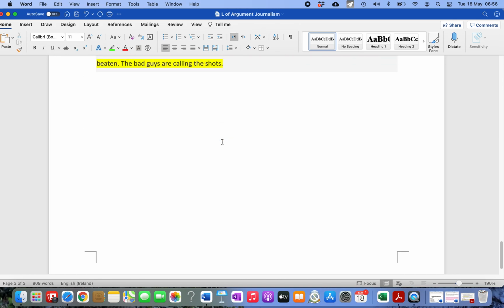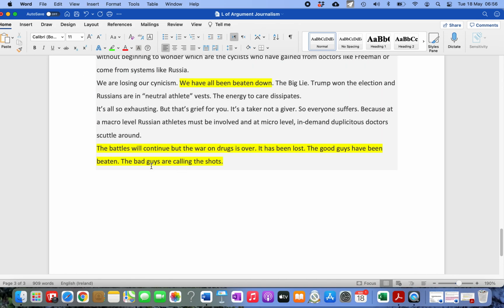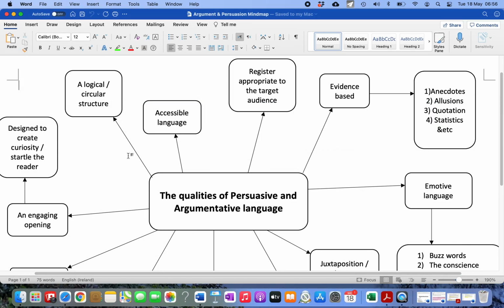He ends with, the good guys have been beaten, the bad guys are calling the shots. That's called a circular structure. He's making sure that the beginning, middle, and the end of the passage are connected. So he begins with his statement. He reinforces that statement at the end. He doesn't say, thus, in conclusion, I believe that. He just goes straight back to where he began. And it connects up. It means that the readers, when they finish the article, there's a sense of resolution.